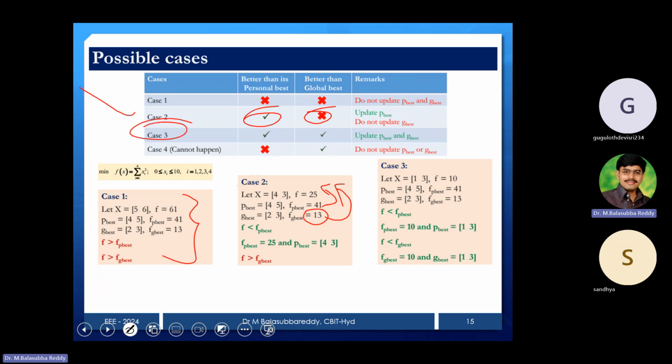And you can see the third case, what we can do is 10. This 10 compared with 41 is better. That's why this is also modified. And 13 is compared with 10, that is better. G best and P best are both updated. Like that, in some cases you can see if the P best is not updated, then do not update the G best. This alone will not be possible, because if this is the best, automatically that also becomes the best.